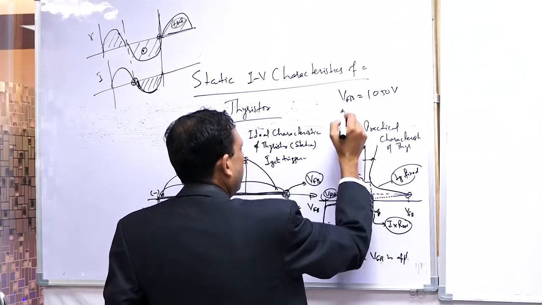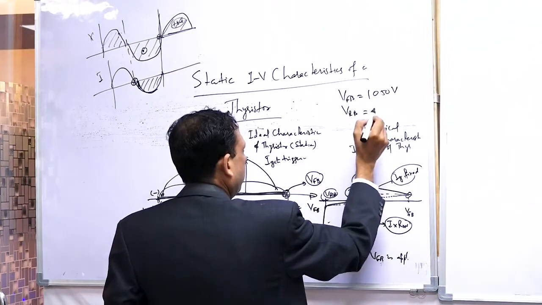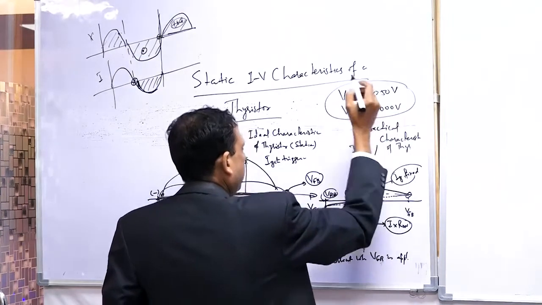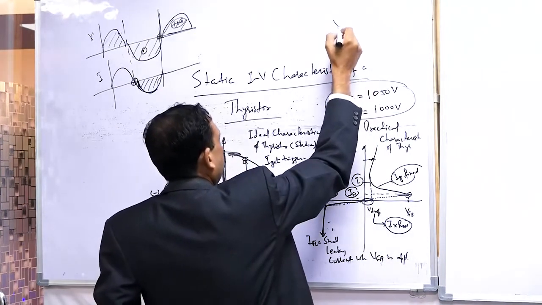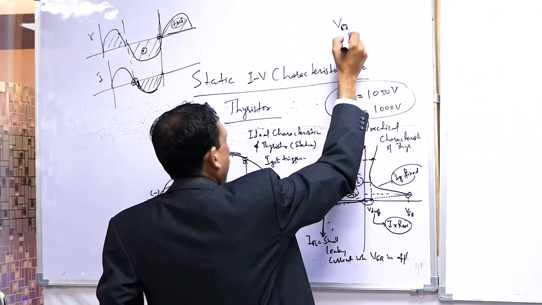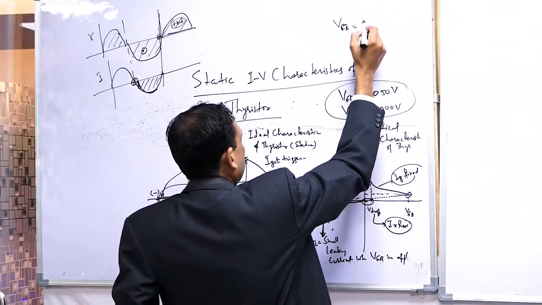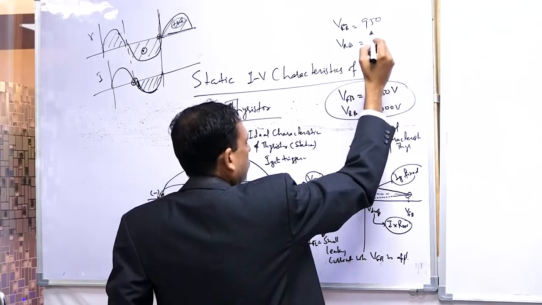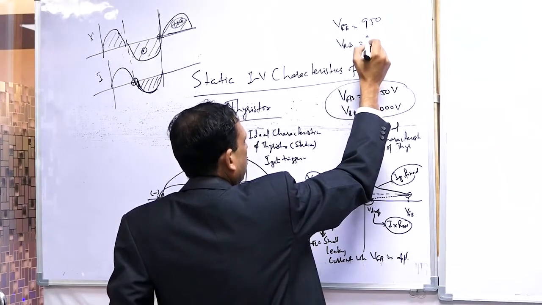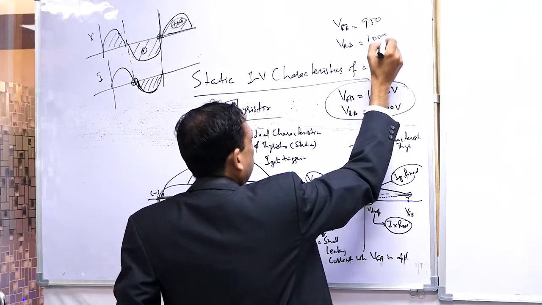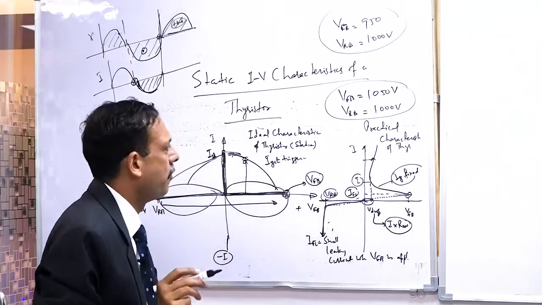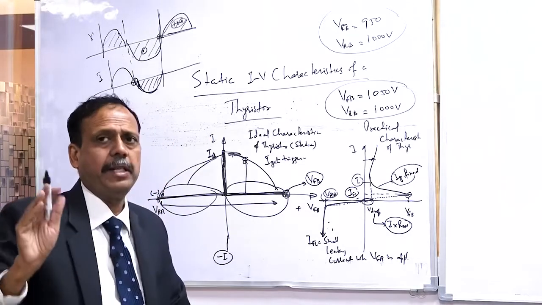Let us say the forward blocking voltage is 1050 volts and the reverse blocking voltage is 1000 volts. This is one thyristor. Another thyristor has a forward blocking voltage of 950 and a reverse blocking voltage of 1000 volts. These are the actual values of two thyristors, when the forward and reverse voltages are found experimentally.